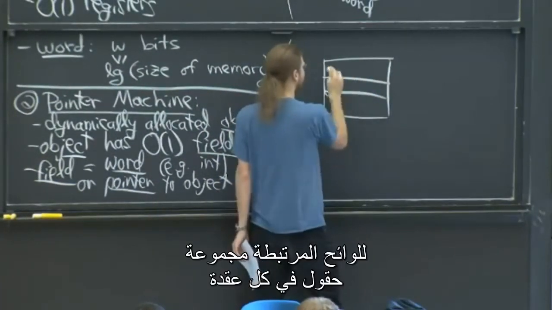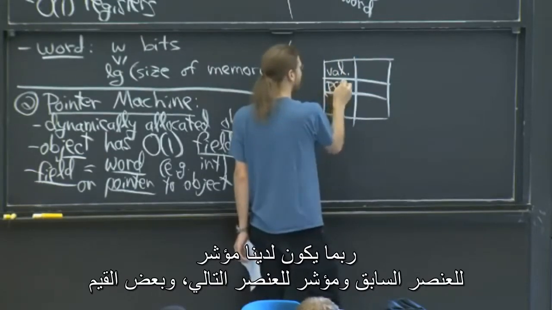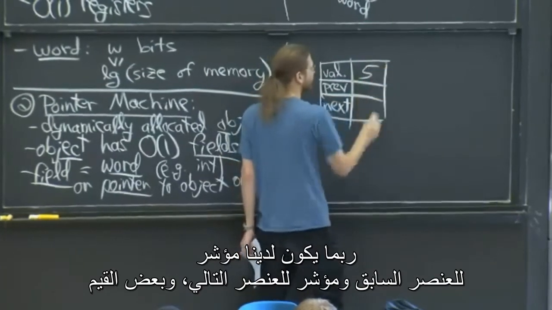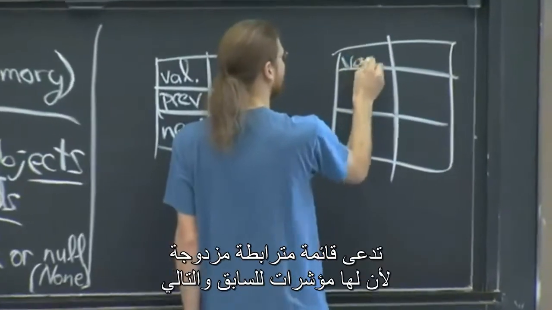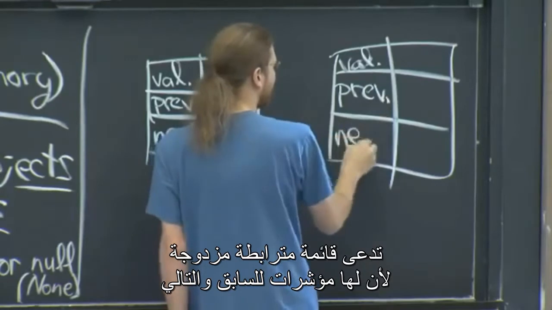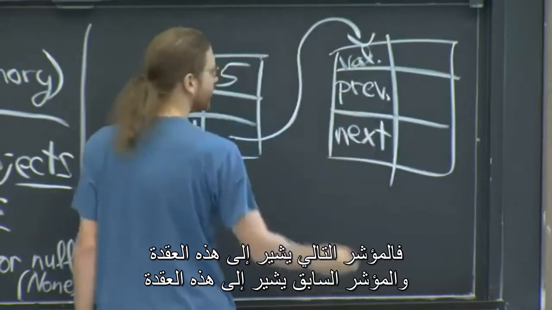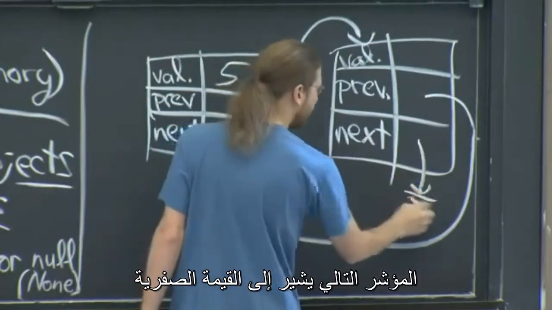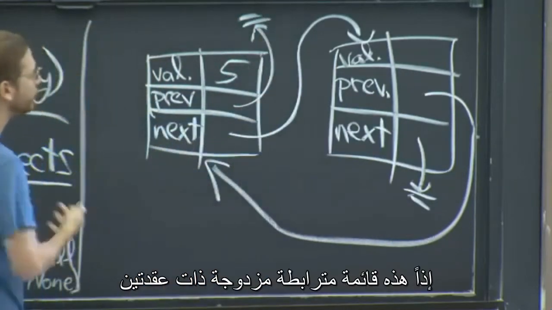The point is, you've seen linked lists, I hope. And linked lists have a bunch of fields in each node. So maybe you've got a pointer to the previous element, a pointer to the next element, and some value. So here's a very simple linked list. This is what you'd call a doubly linked list because it has previous and next pointers. So the next pointer points to this node, previous pointer points to this node, next pointer points to null, previous pointer points to null, let's say. So that's a two-node doubly linked list.